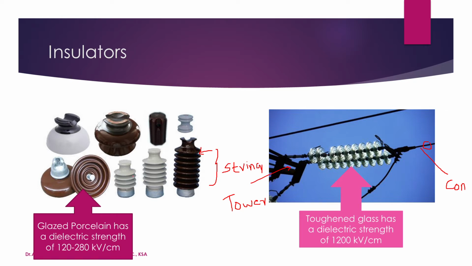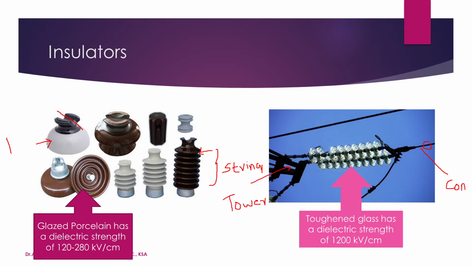Here we see that there are only 4 insulating units. Here we see that there are many insulators. The more the number of units, the more the dielectric strength of the insulator will become. Now can you see an opening here? This is the opening for the conductor. This is called the pin type of insulator.